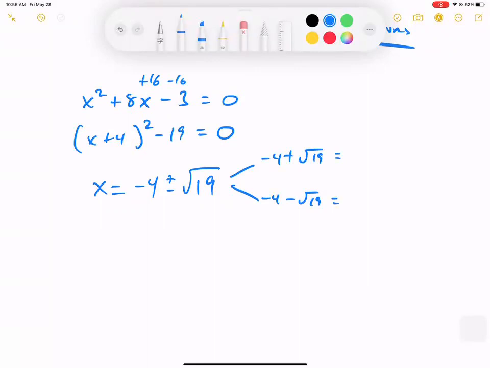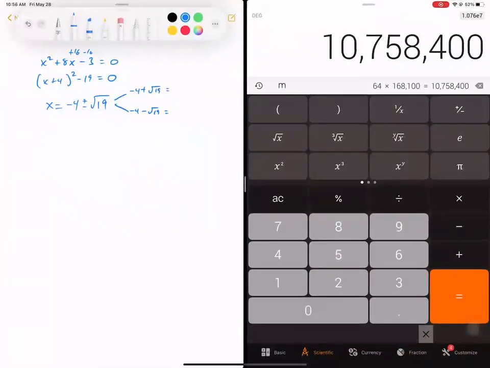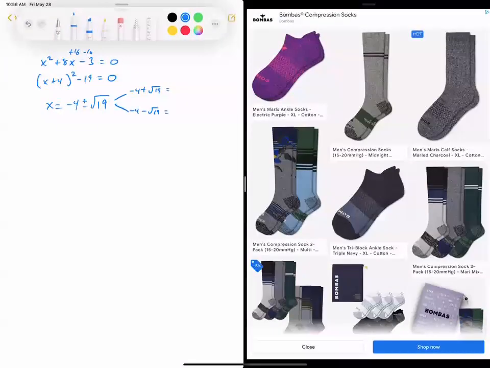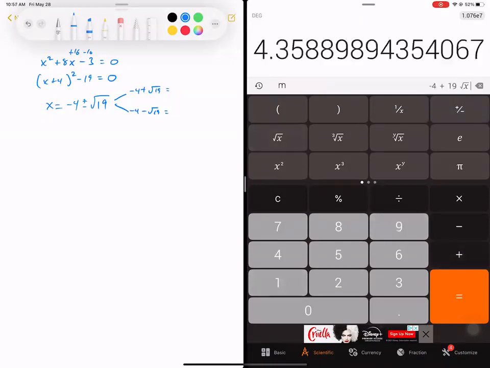Now, you can see I actually wrote out the work. I'm showing you that there's two different possibilities. I need you to write this step because we're going to type this in the calculator now. So I'm going to write negative 4, or 4 negative in my case, because, oh hey, socks. 4 negative. I have a negative sign right here. 4 negative plus 19 square root equals. Oops. Is that right? 19 square root is, yep, that was it. Minus 4.